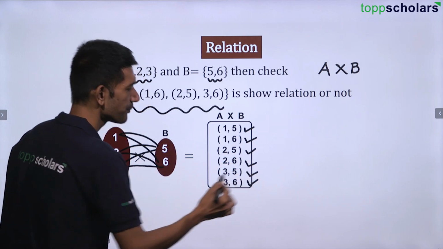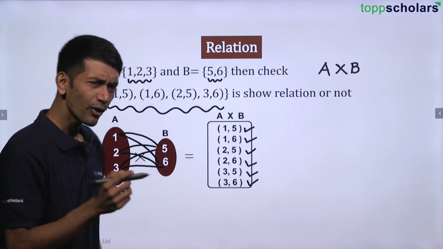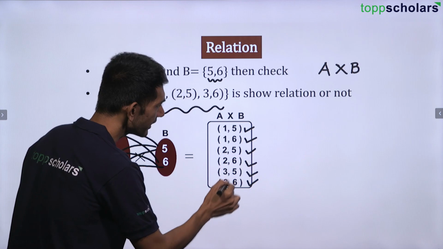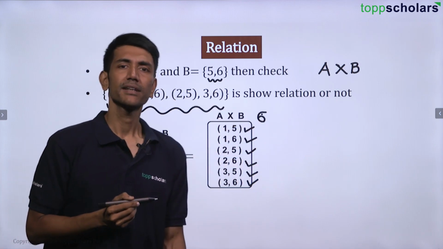(3, 6). So this is what? This is A cross B. So how many ordered pairs are there in A cross B? You can check: 1, 2, 3, 4, 5, 6. There are 6 ordered pairs in A cross B.